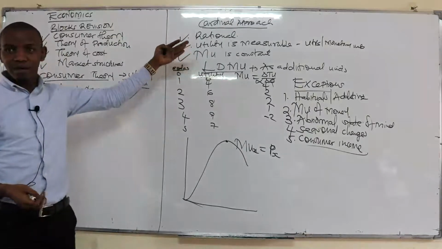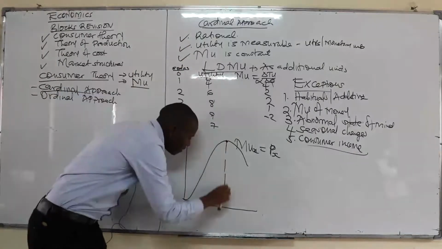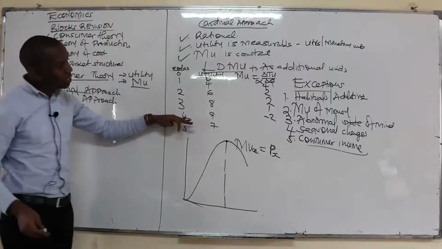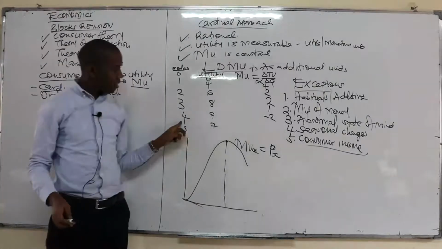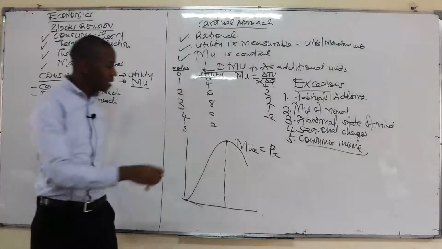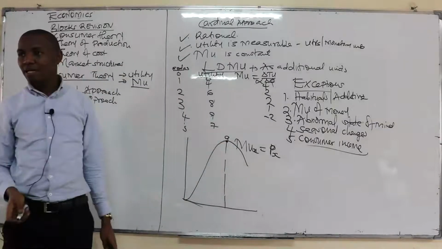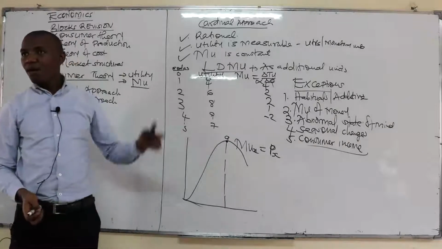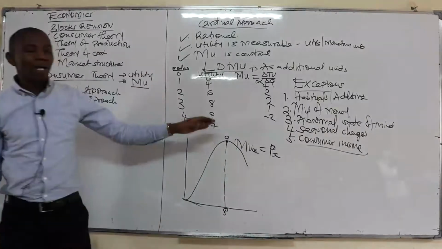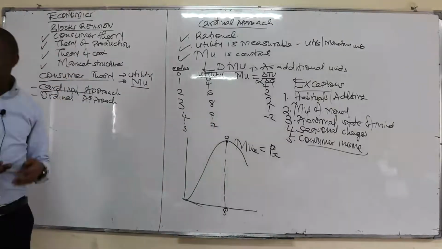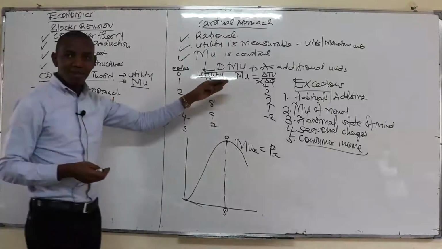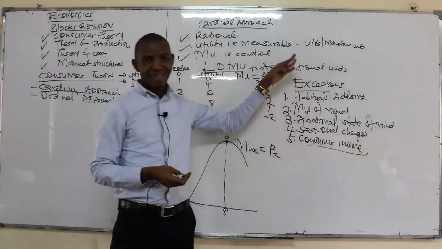Are we together? So at that point, the consumer will maximize his utility, like in our case, if he consumes how many units? 4 units. Sawa sawa. That is when he is maximizing his utility, and it is at that point. Now, what is making the marginal utility start declining? It is as a result of what? The marginal utility. Are we together?